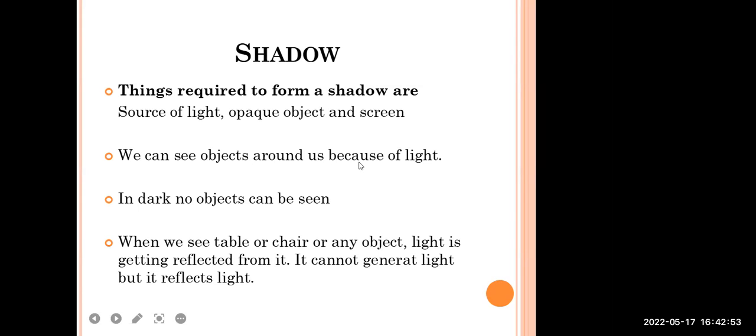We can see an object around us because of the light. Because if there is darkness, though we have our eyes, we cannot see the object if there is darkness in a room, right? Unless and until light falls on an object and that object reflects the light, we cannot see that object. In dark, no objects can be seen. And when we see the table or chair or the different objects which are present in our room, light gets reflected from them. Though table, chair, wall or different objects cannot generate light, when the light falls on that object, they reflect the light. Okay.